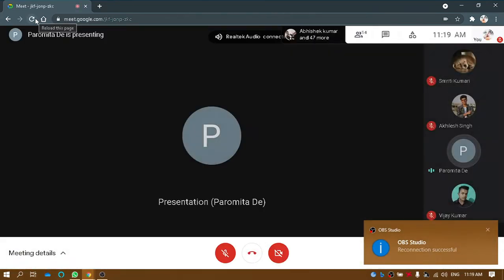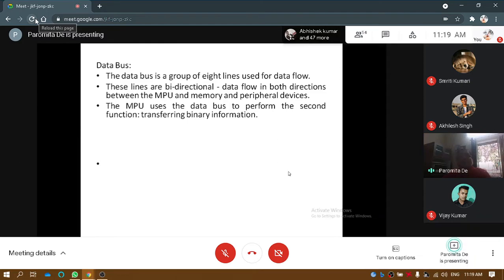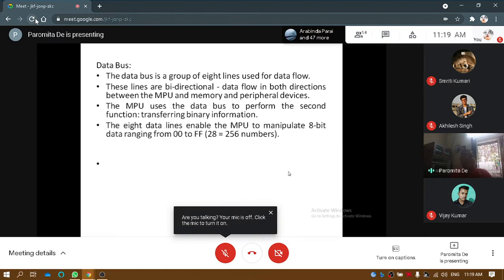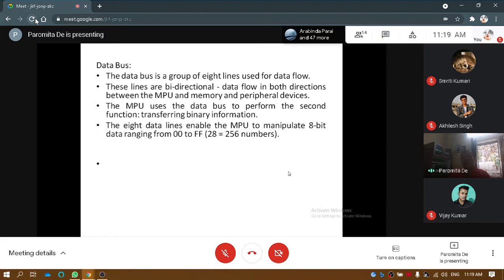Then the microprocessor uses the data bus to perform the second function. That is, it will transfer the binary information. First, it will identify which location by the address bus. Second, from the data bus, it will transfer the binary information. The 8-bit data lines enable the microprocessor unit to manipulate 8-bit data ranging from 00 to FF. That is 256 numbers. The largest number that can appear in the data bus is 11111111 in binary. In hexadecimal, it is FF.